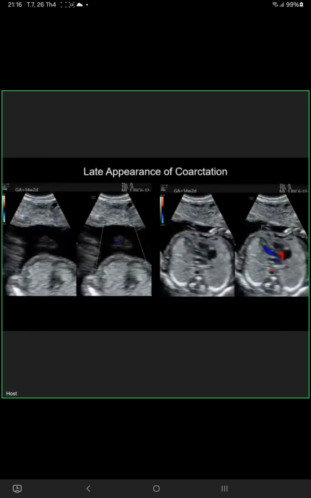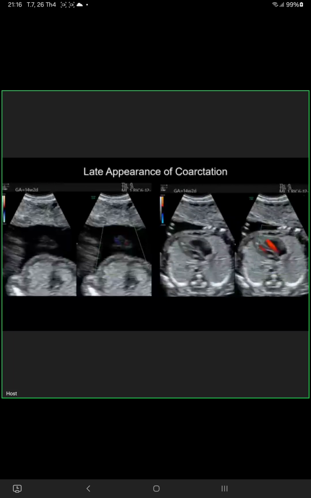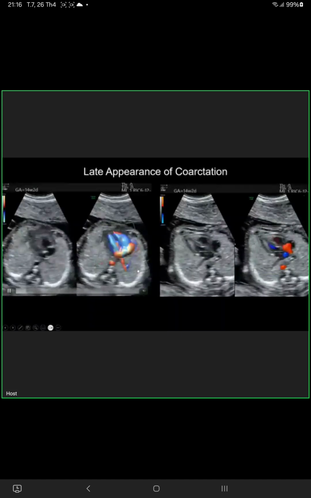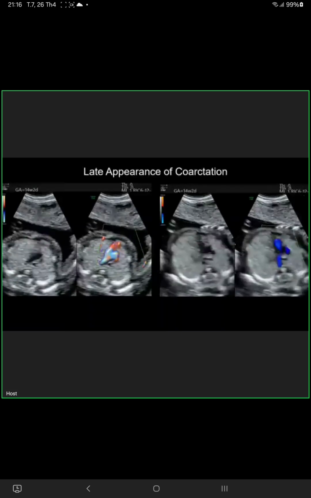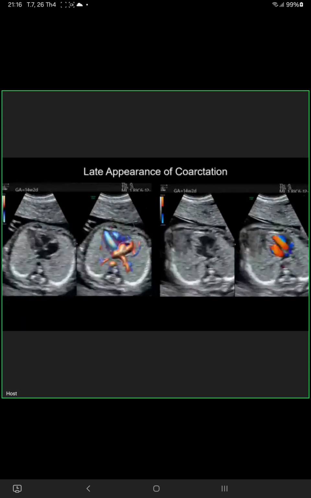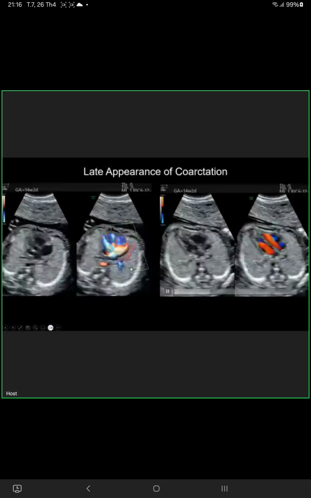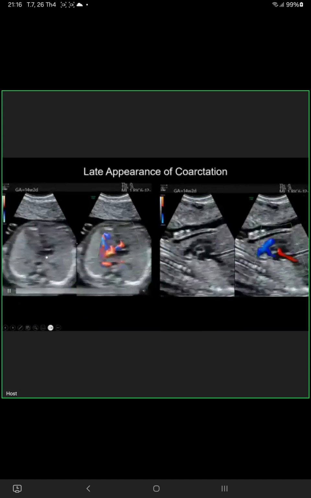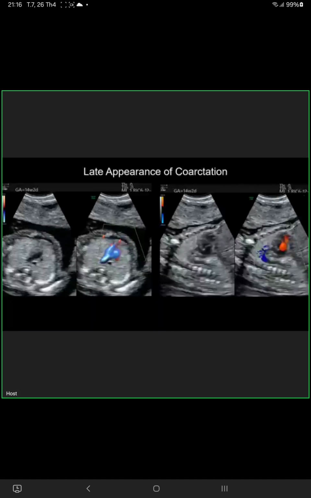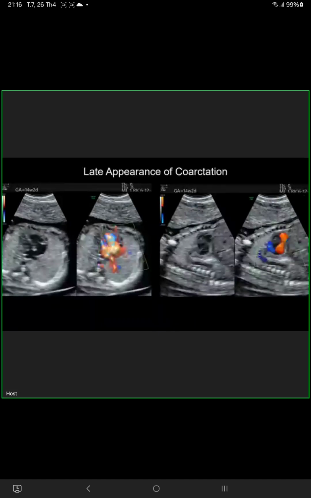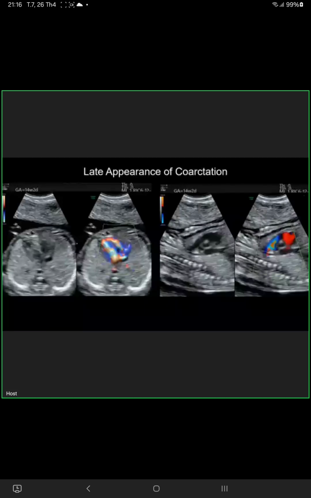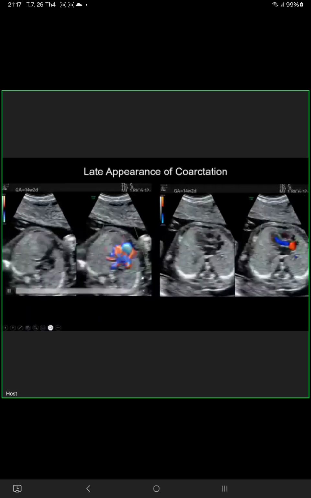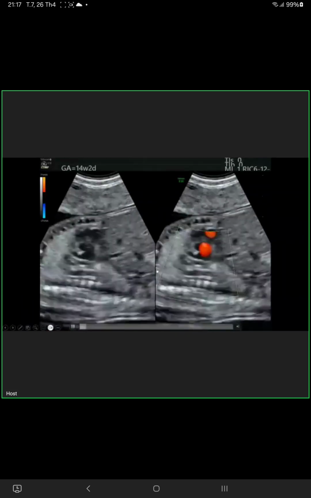This is a case of late appearance of coarctation in 14 and 2. As said Professor Nicolaides, just abnormal men like Rui and me. See here asymmetry of the four-chamber view. Very, very subtle. I was not sure about it, but I said, you need follow-up by cardiologist. Normal aorta.